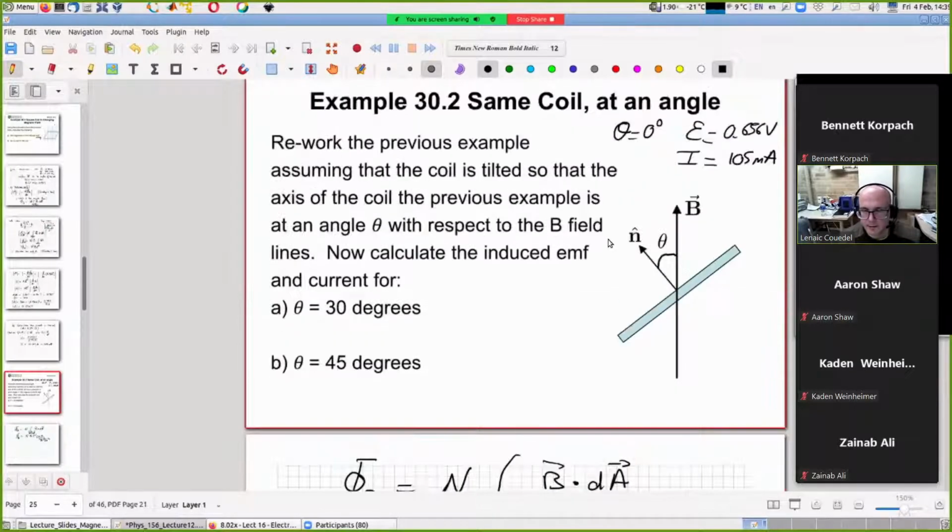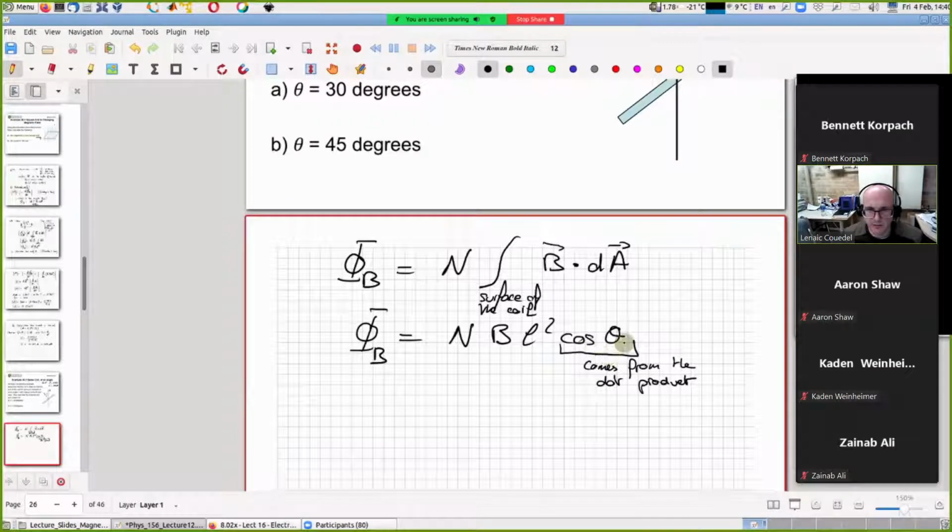At 0 degrees, cos theta is equal to 1. You just obtain N B L squared, because you have N turns. Now in the dot product between n hat and B, you have to take into account the angle, and the dot product makes a cosine theta appear. So the only difference in your answer is this cosine theta. Everything else is the same. So from there, since everything else is the same, what is epsilon at 30 degrees?